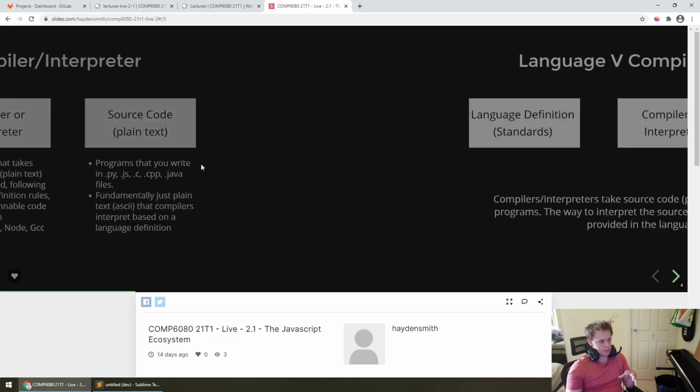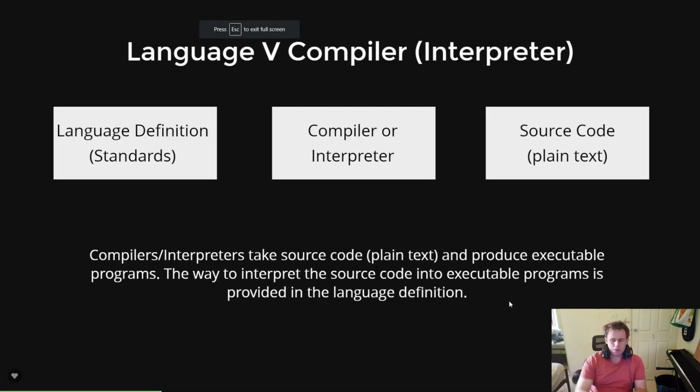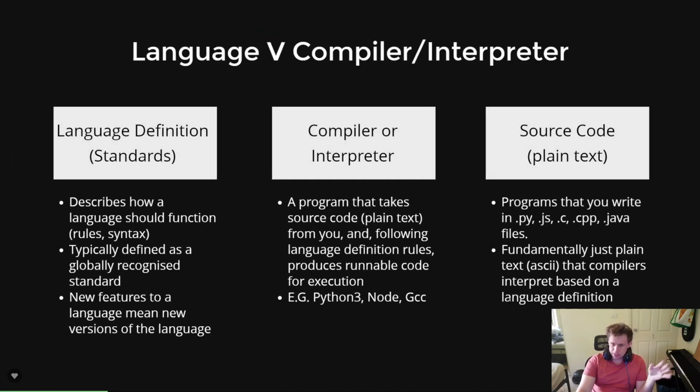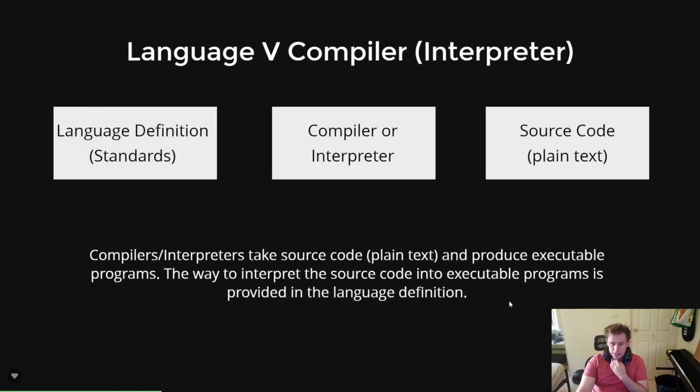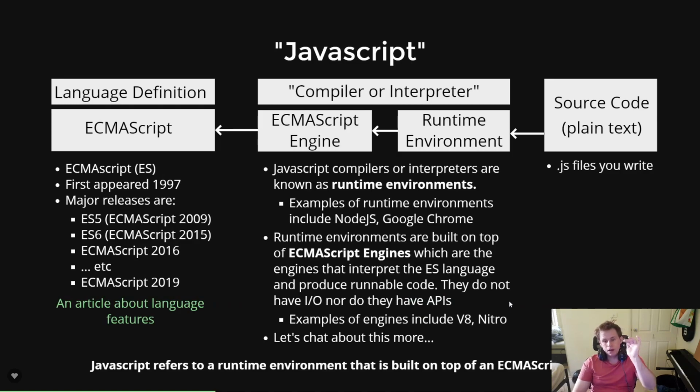So then when it comes to JavaScript and stuff, and this is just a bit of a summary before we get into the specifics. A compiler or interpreter takes plain text and it produces executable programs, right? And it does that according to the language definition. This is the main crux of this whole slide, which is mainly instructional, but this is the real takeaway from it. And when it comes to JavaScript, this is the world we're working with.